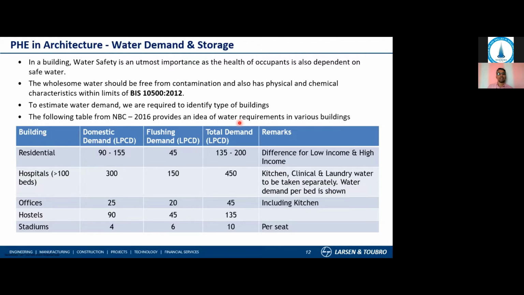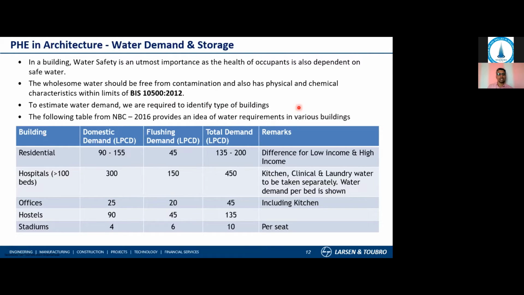Primarily, water is a prime requirement for the inhabitants. Whatever water we supply to the building should be free from contamination, and should not have any physical or chemical harmfulness. For that, there is a standard, which we normally follow: 10500, which gives the parameters for the quality of water to be maintained. To estimate the demand for any type of building, NBC provides some guidelines, and through that we have to assess.